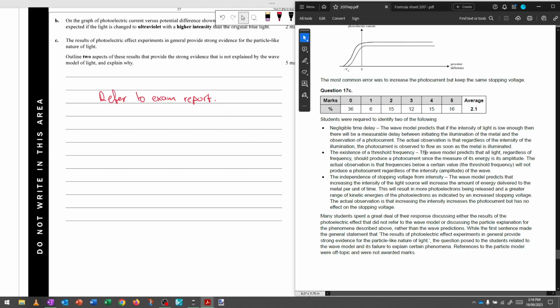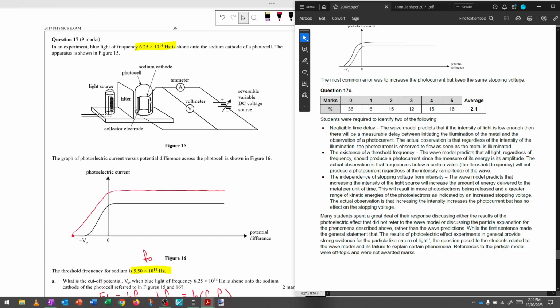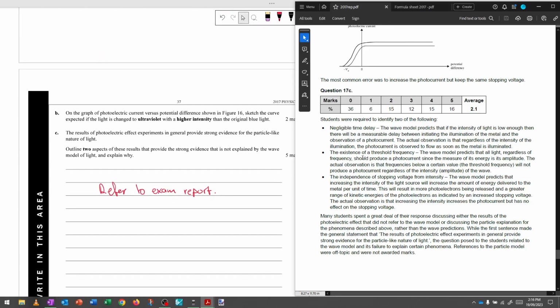The second one, the existence of a threshold frequency, sort of ties into the first one, in that if we're assuming a wave model, if you leave the light shining on the cathode for enough time, eventually, doesn't matter what kind of light you have, the light will have built up enough energy on here to eject the electron. But the fact that we see a threshold frequency means that it doesn't matter how long you leave that light shining on that cathode, nothing's ever going to happen. So the wave model fails to explain why that happens.